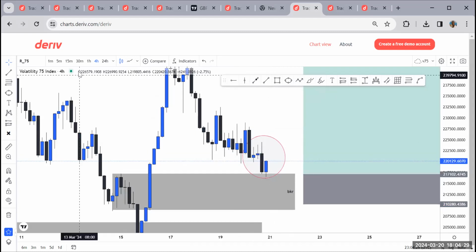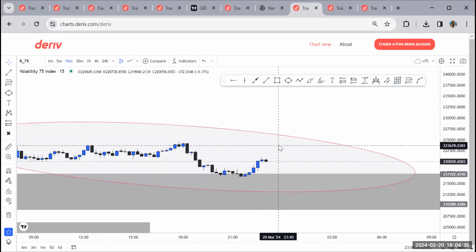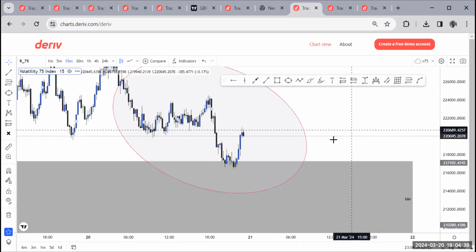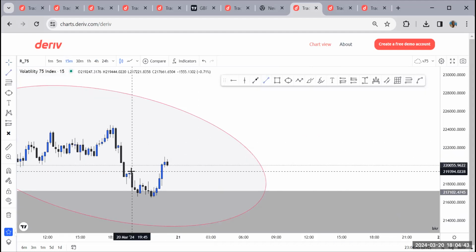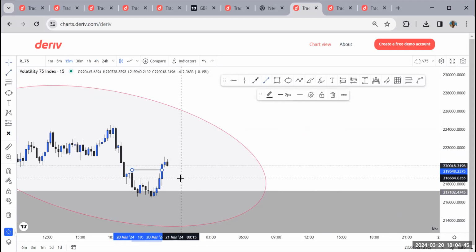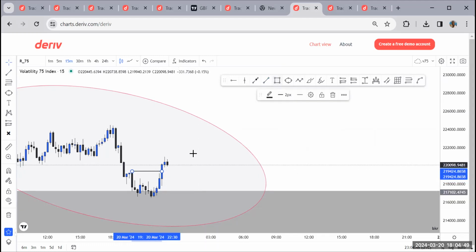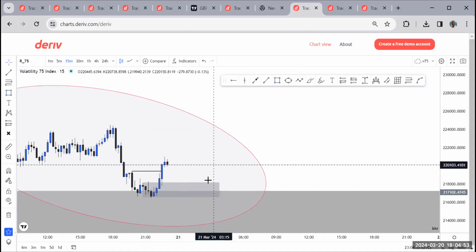Normally, when you see it like this, you go to your 15 minutes, your 5 minutes, your 1 minute time frame. You are looking for market structure shifts. And wow, we have market structure shifts. And we are looking for our bullish order block. So this is our bullish order block. So that's our POI.